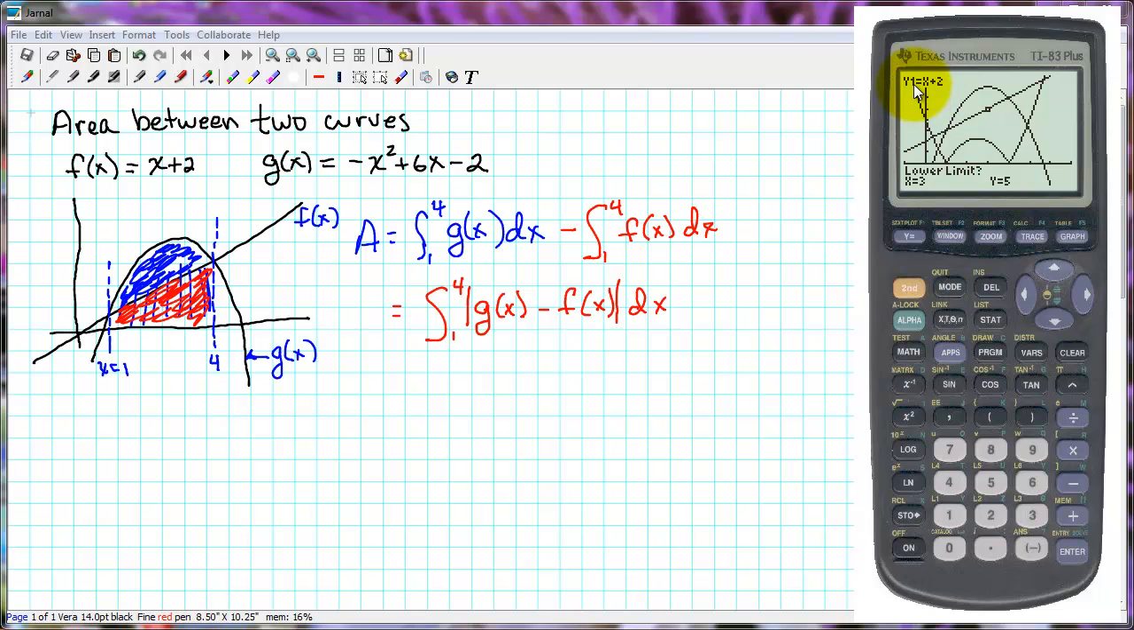Right by default, it's going to integrate y1. So I need to use these down arrow keys here to make sure y3 is listed up here. And now I can put in my lower limit, which for our problem was 1, and our upper limit is 4. And again, that's integrating our area here, but that area is the same area as this area in here. It's just been shifted down here. So we get 4.5. So the answer to our problem here is 4.5 square units.